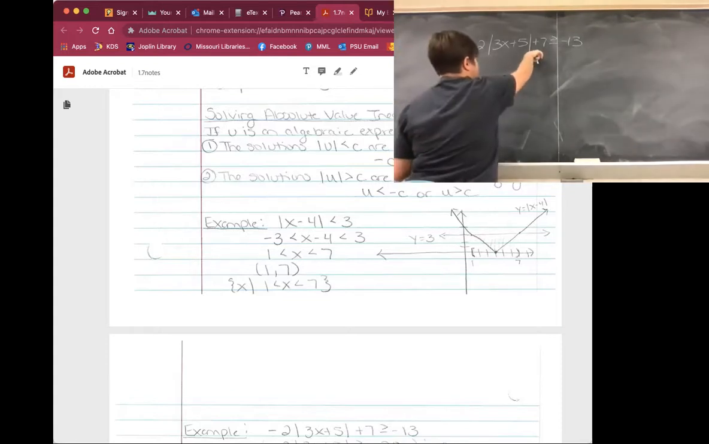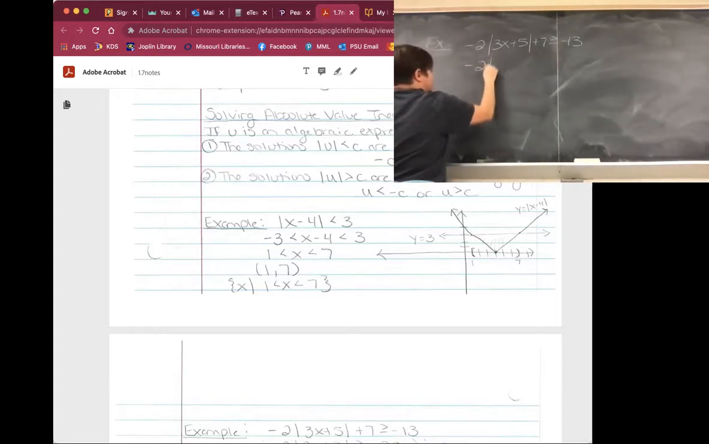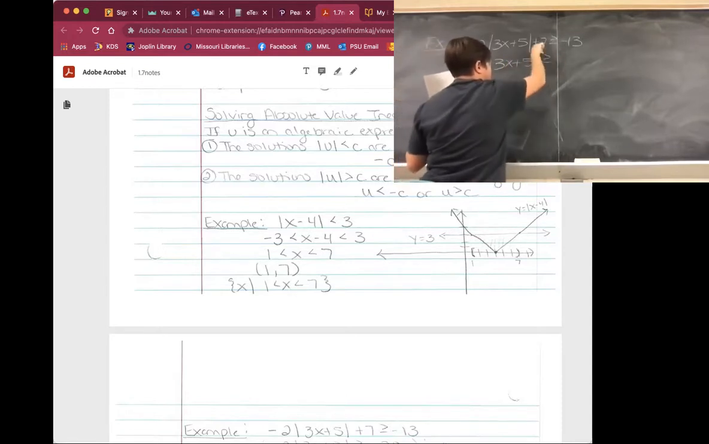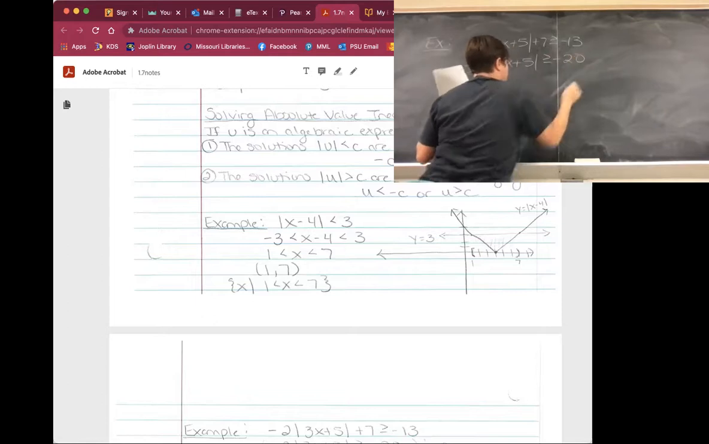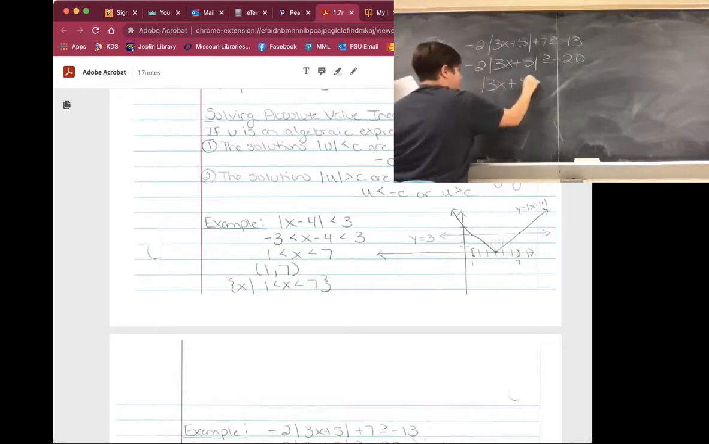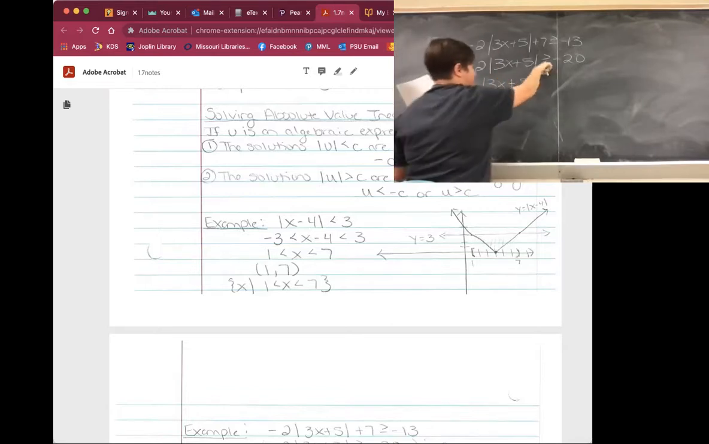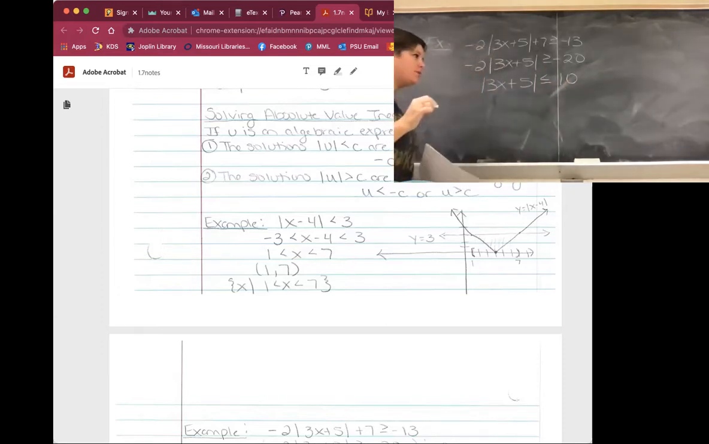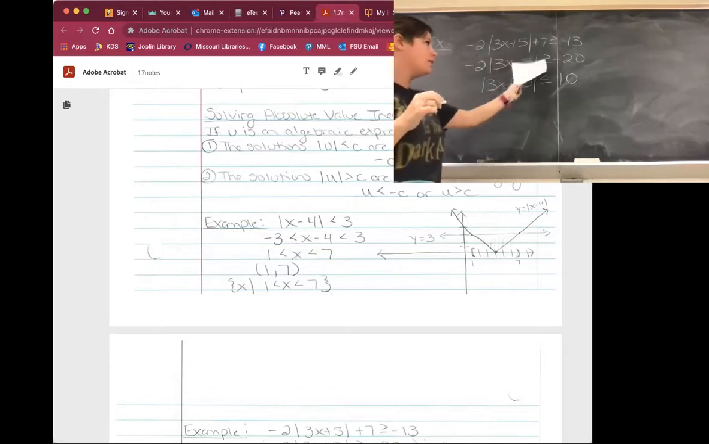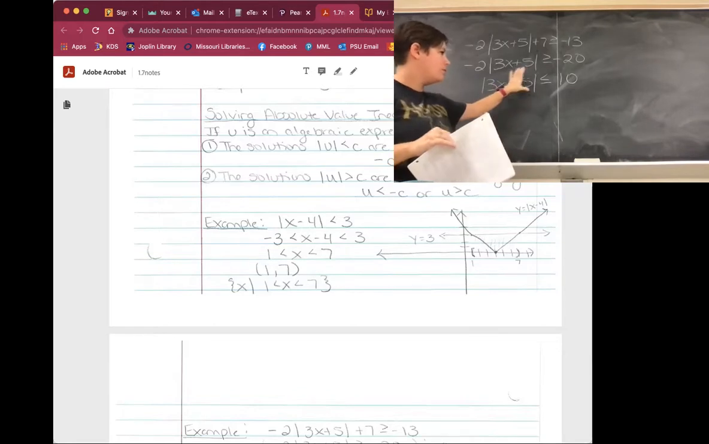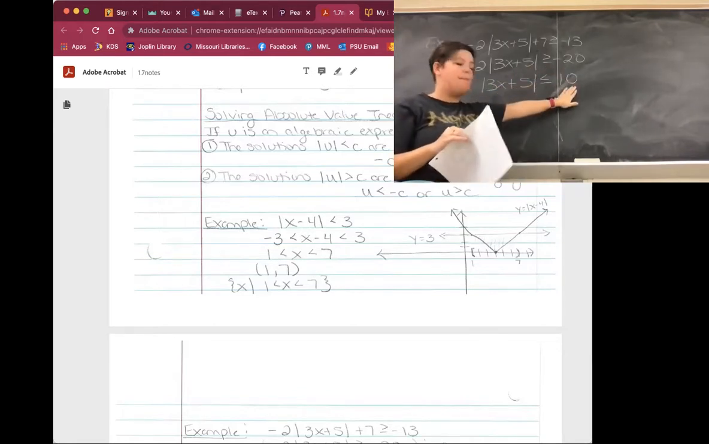So the first thing I'm going to do is subtract the 7 over, and I'm rewriting everything else the same. So subtract the 7 over, I have a -20. Now I'm going to divide both sides by this -2. But when I divide by a negative, it flips my sign. -20 divided by -2 is 10, and it went from a greater than or equal to a less than or equal to. Now I have an absolute value less than or equal to a positive number.